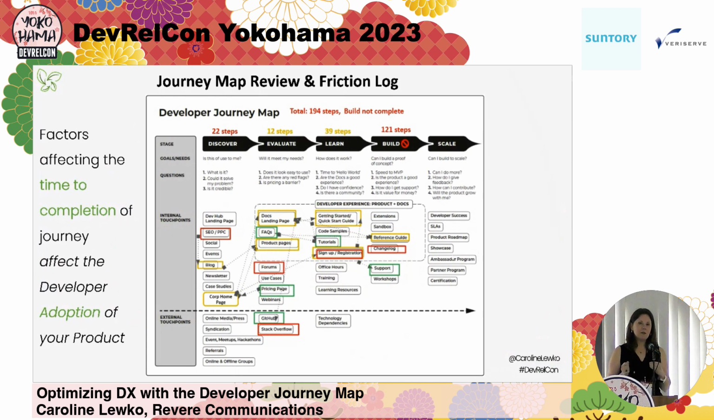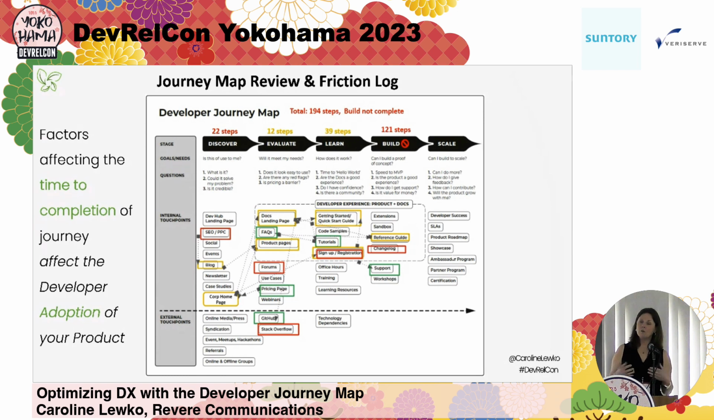So one of the things we do, and is good for anybody to do, is do journey map reviews. So you've got a journey happening already and friction logs, and we do this quite often. There's a number of factors, and I'll go through a few of them, about time to complete this journey, and they really affect how the developer chooses to work with you and adopts your product. So I can't underestimate how important it is that you review your journey on an ongoing basis.